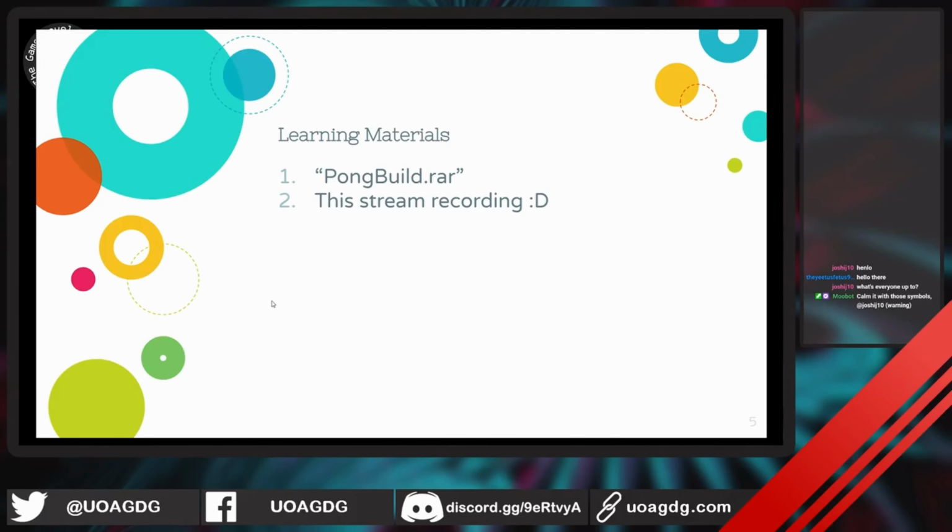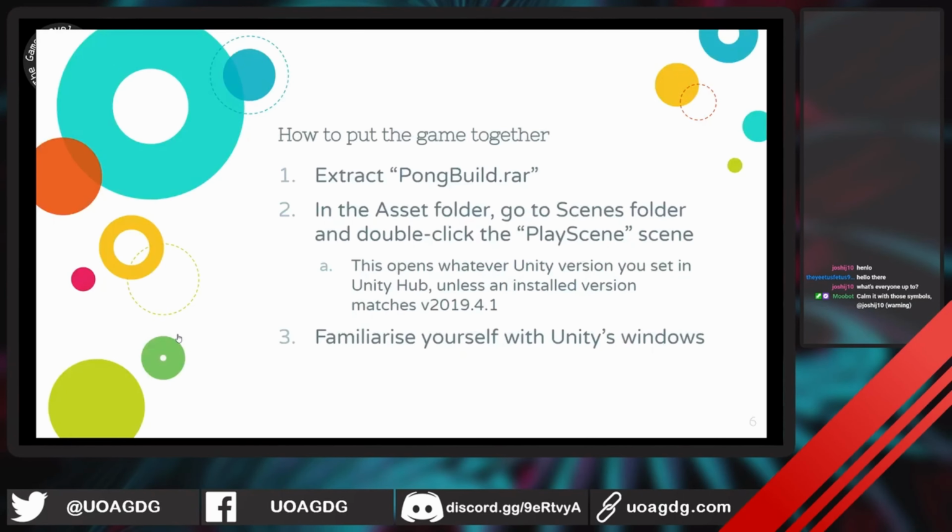Now, as I mentioned earlier, get pongbuild.rar from the Drive link. And of course, you need the stream recording if you were to watch this at a later time. Now, first things first, let's extract that pongbuild.rar file from our Drive.